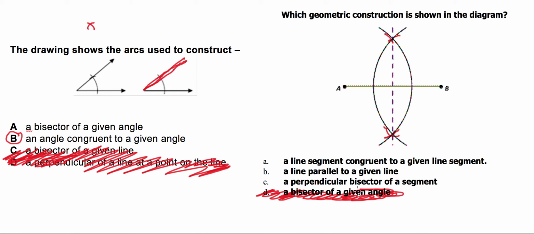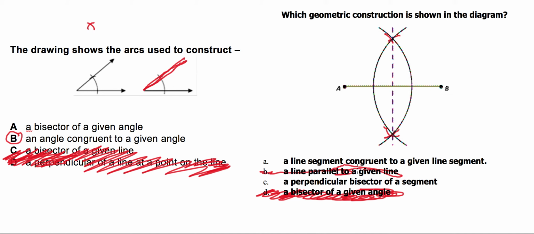Let's look at these answers. A, a line segment congruent to a given line. I don't know. B, a line parallel to a given line. Well, I'm looking at these two lines here, and I know parallel lines are not supposed to touch. I see these two lines here. They're touching pretty hard, so I'm going to say these two lines are not parallel, so get rid of B. Okay. Now, A and C are left.